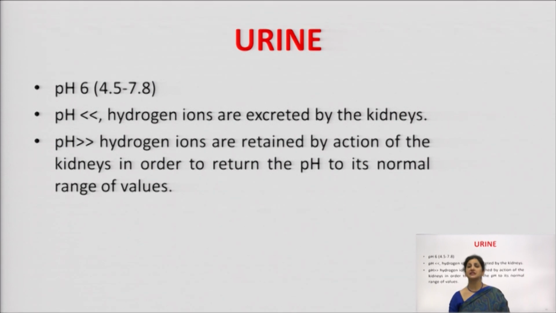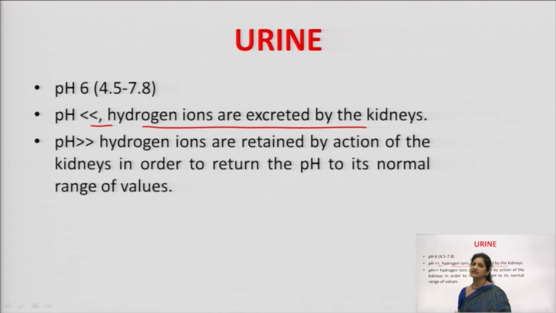Urine itself is a very good buffer, depending upon the salts it has. It has a pH of 6, whereas the range is 4.5 to 7.8. If the pH is lower, hydrogen ions are excreted by the kidneys. On the other hand, if the pH is greater, the same hydrogen ions are retained by the action of the kidneys in order to return the pH to its normal range of values. So, the kidney acts as a buffer itself and maintains the concentration of hydrogen ions.